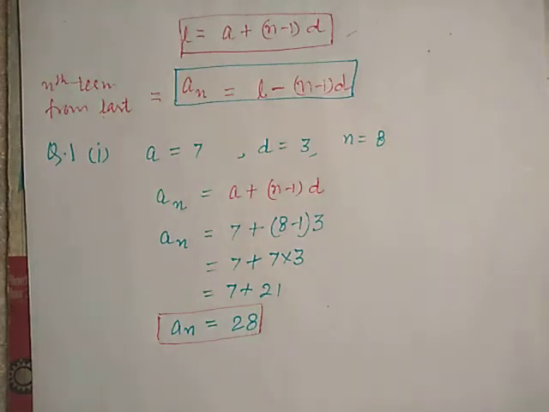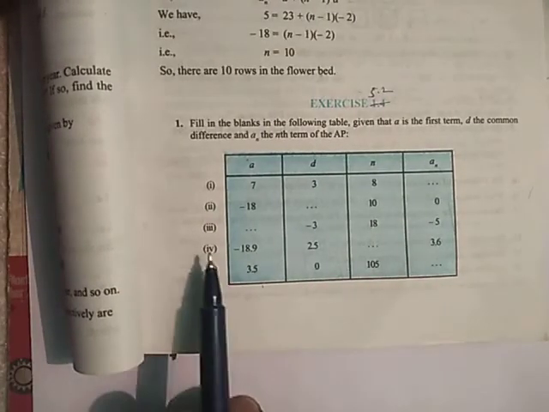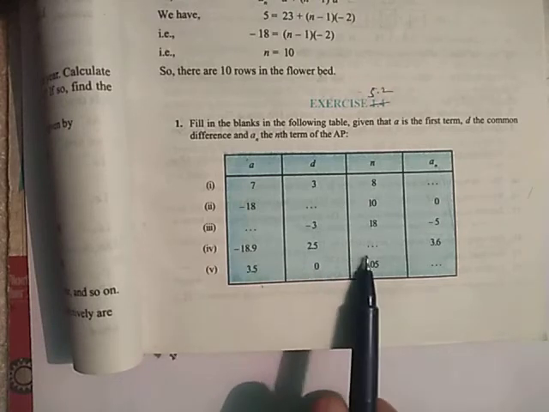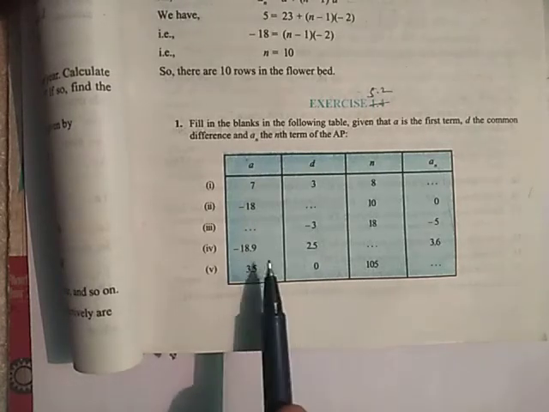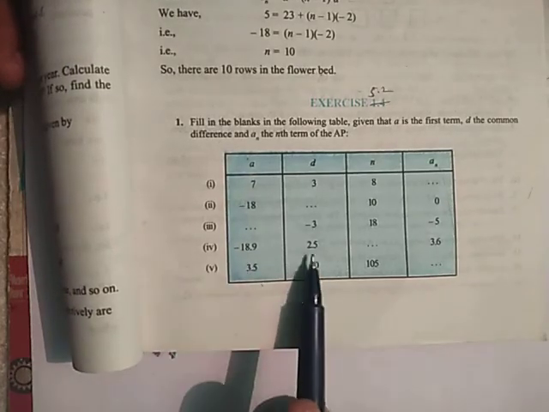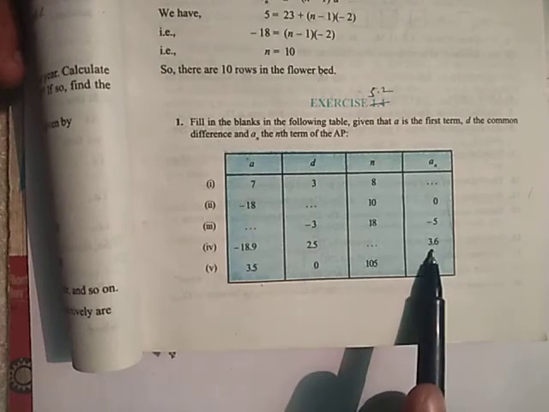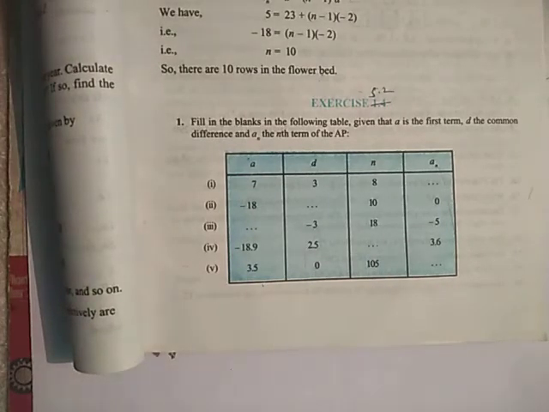Similarly, we can solve any one part out of the remaining 4 parts. Let us solve this one, because this part is given in decimals, so we have to solve the 4th part. We have the first term, common difference, and the last nth term given here. We have to find the value of n.